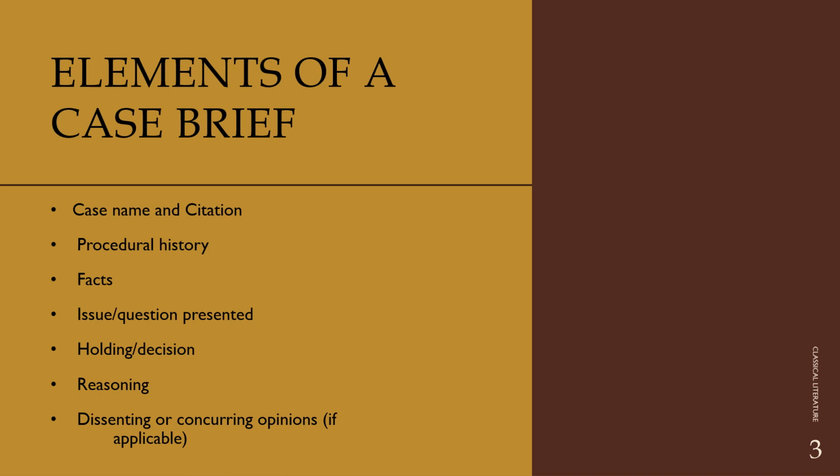The seventh element is the dissenting or concurring opinions, if applicable. Note, if any judge provided separate opinions, summarize the key points of a dissent or concurrence. Include the names of the judges who authored these opinions. Remember, the purpose of a case brief is to capture the essential elements of a case concisely and accurately. Each element serves a specific role in understanding the court's decision and its legal reasoning.